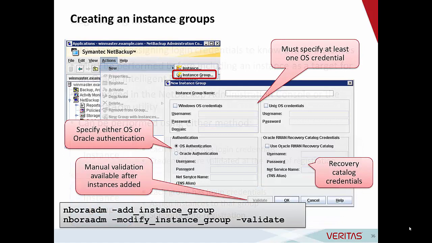Before an Oracle instance that's been discovered can be protected by an intelligent policy, login credentials must be assigned to the instance, and this is a process known as registration. Now, these credentials can be assigned to individual instances, or you can use an instance group. With an instance group, the same credentials assigned to the group are automatically used for all instances added to that group. If the group credentials change, the new credentials are used for all associated instances.